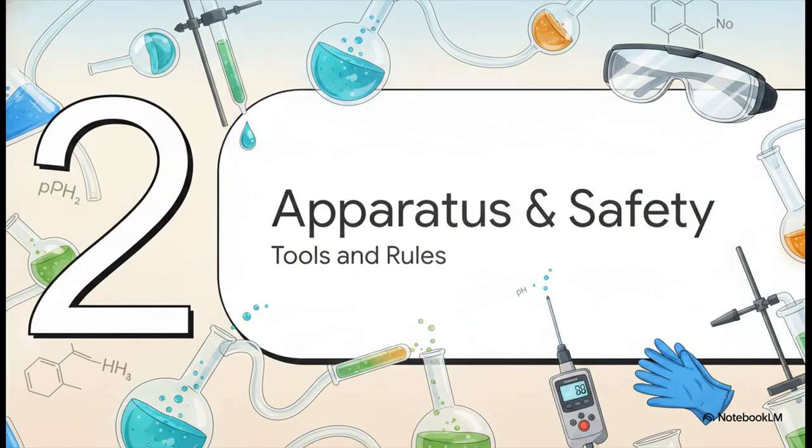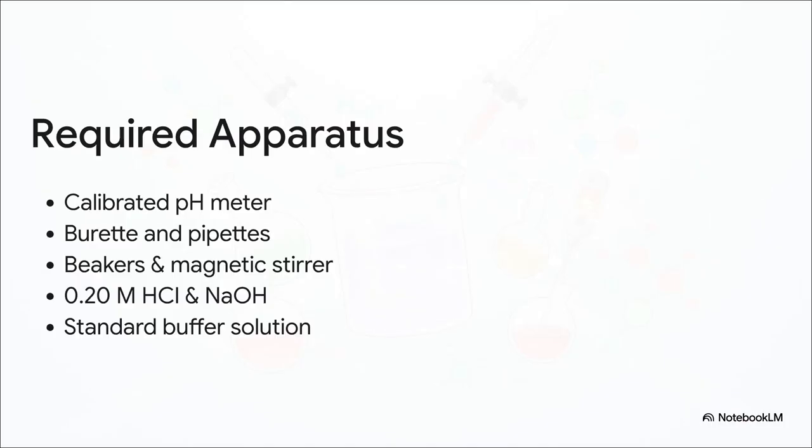Moving on to Section 2, apparatus and laboratory safety, because good science requires the right tools. Here is the precise equipment and the chemicals we're going to need to test our buffer. We need a calibrated pH meter, a burette and pipettes, beakers, a volumetric flask, and a standard buffer solution. We're also going to need 0.1 molar hydrochloric acid and 0.1 molar sodium hydroxide to act as our strong acid and base titrants. And I really want to highlight the necessity of the magnetic stirrer here. Continuous mixing is absolutely vital so that the added acid or base is instantly and evenly distributed throughout our buffer.